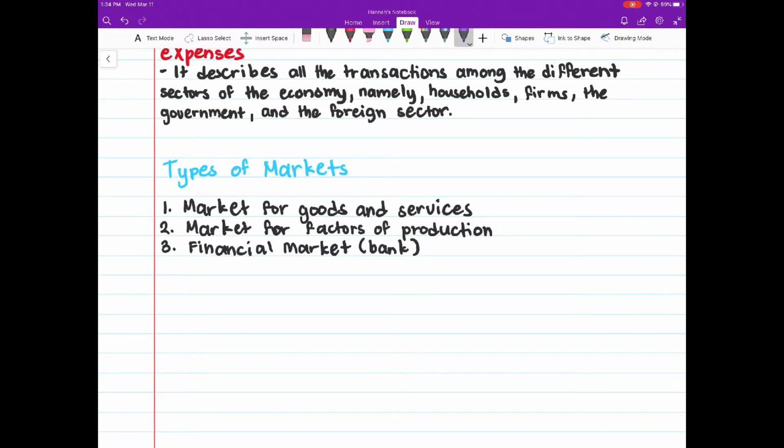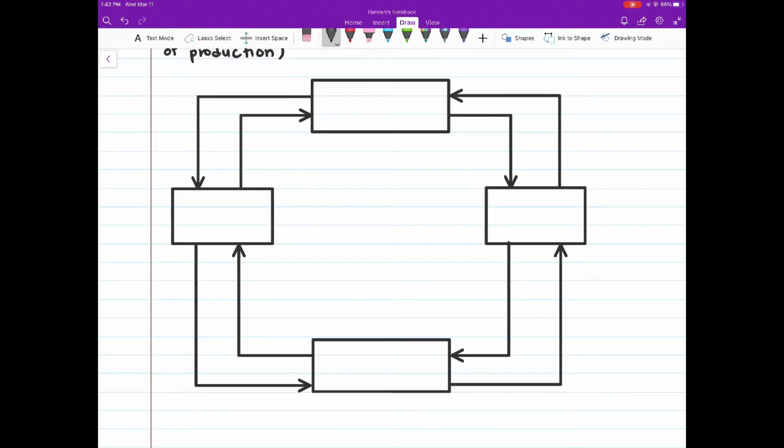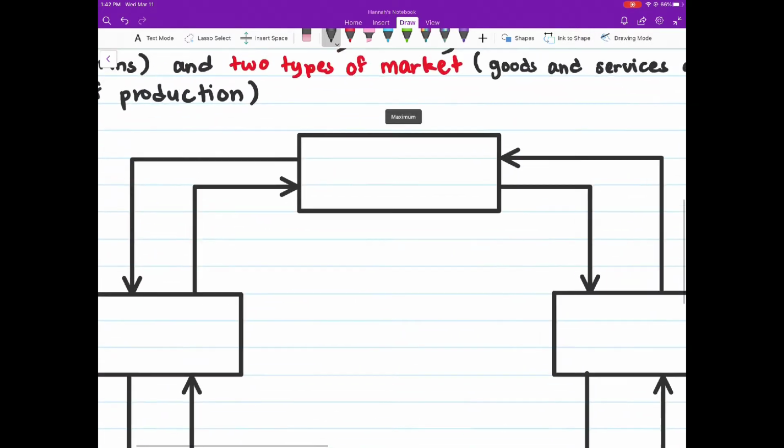So, for our first model, it is the simple model. A simple model considers an economy with only two sectors, which are households and firms, and two types of markets, which are the market for goods and services and the market for factors of production. So now I'm just going to draw the diagram. So now we have the basic diagram. Now I'm just going to label them.